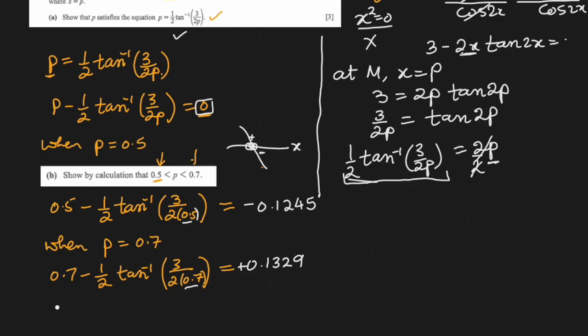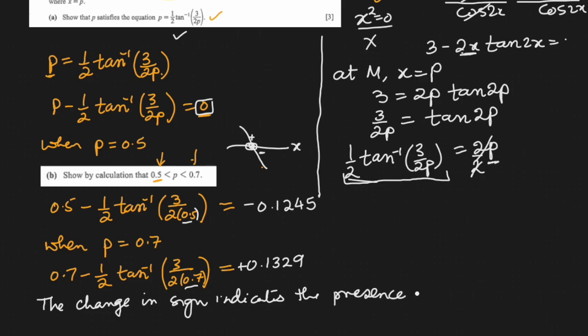And how do we write this final statement here? We write that the change in sign indicates the presence of root between 0.5 and 0.7. That's what they were asking us to show.